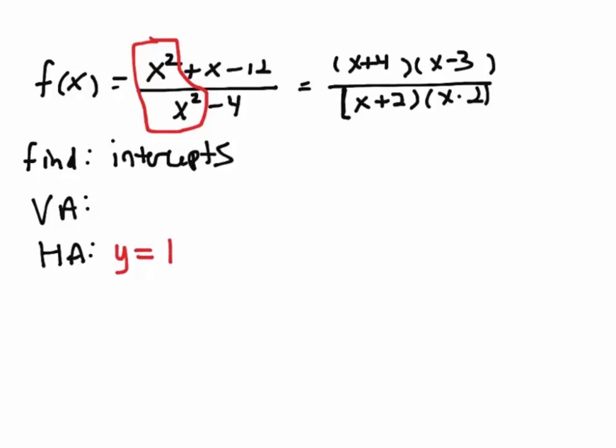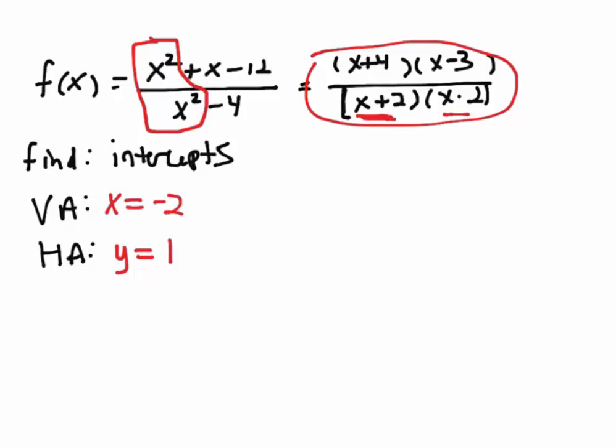Okay, now let's do vertical asymptotes. Let's look at the factored form now. There was nothing that I could cancel out, so each one of these factors, when they're 0, leaves that function undefined. So that's where your vertical asymptotes are going to be. Because of this factor, x equals negative 2 is one of your vertical asymptotes, and then because of this factor, you also have one at x equals 2.